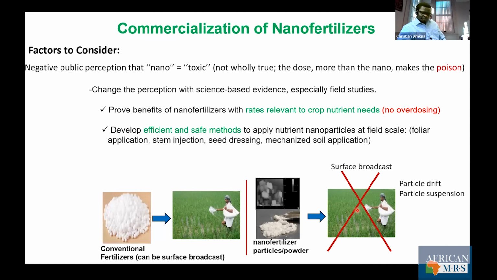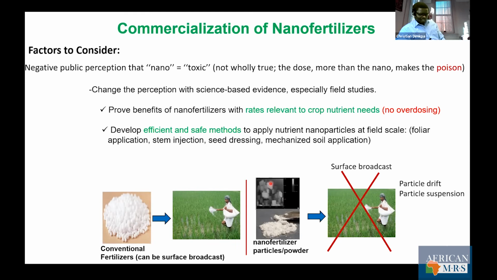For example, here, this is conventional urea. You can just take this conventional urea and broadcast it in the field. This is what most farmers do in Africa, just broadcast in the field. Because this material is heavy enough, it will sink into the ground, and then the plants can use it. However, this is not the case with nano.